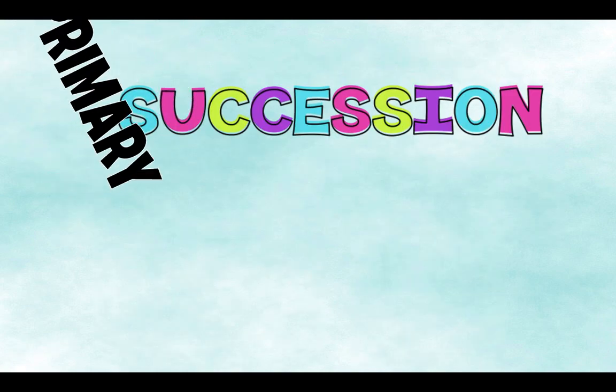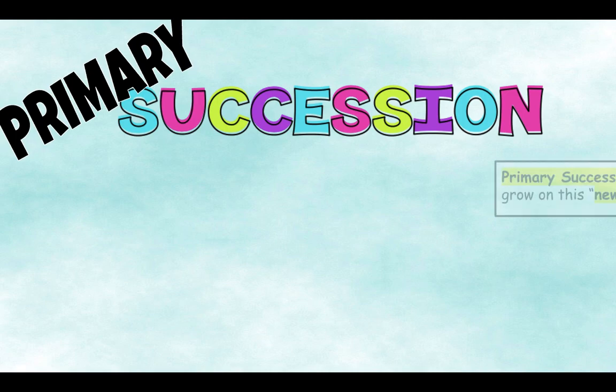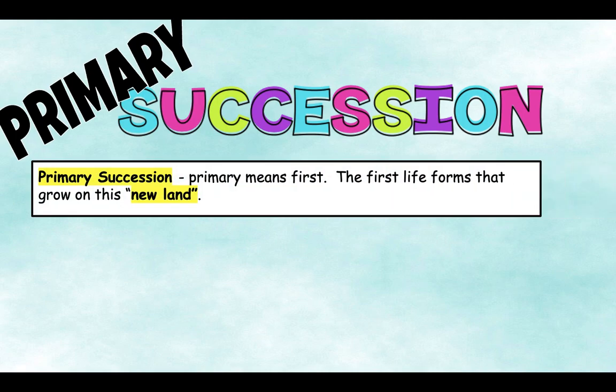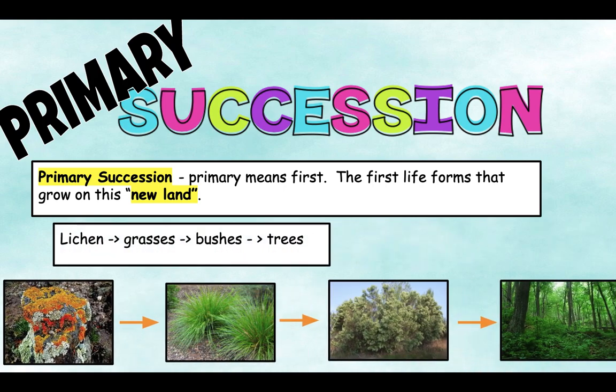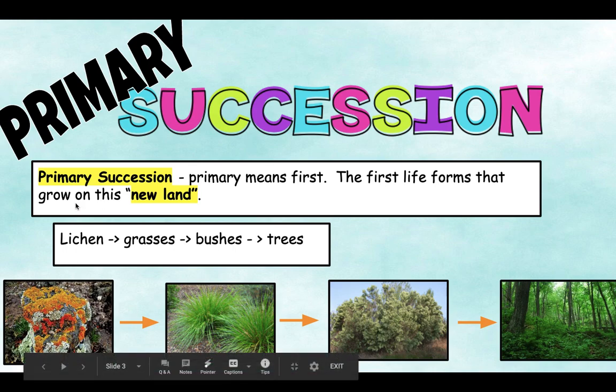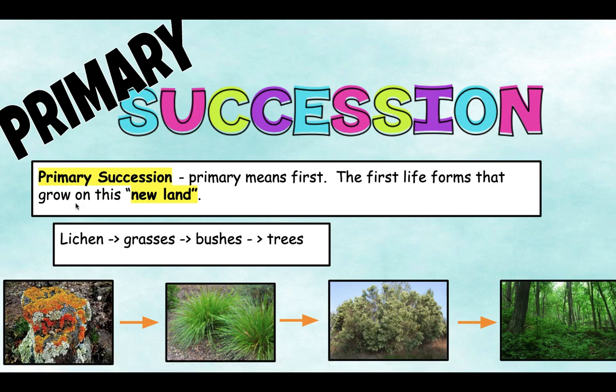Primary, right? So primary succession just means that this is the first life that has grown here ever on this new land. And we're going to start simple and get to some more complicated organisms. So we're going to start with lichen, like this lichen over here that grows on the rock. And then we're going to go to grasses, and then some bushes, and then some trees.